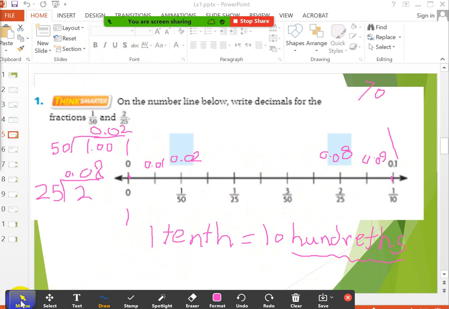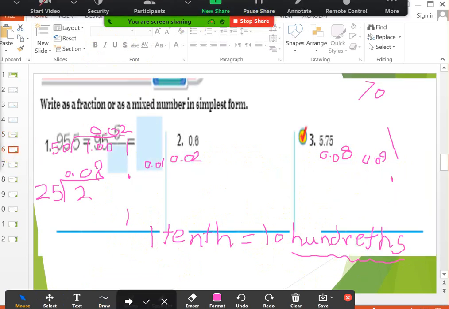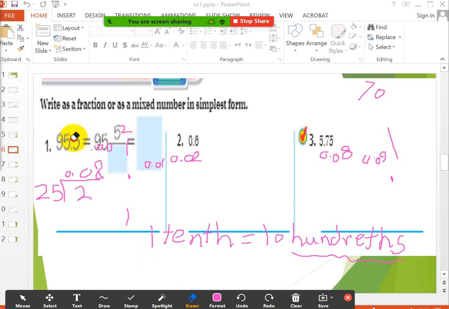So let's move to exercise 1, on page 71. Let's start now. I want to write a fraction as a mixed number in simplest form. You learned how to write the decimal number as a mixed number. I told you.